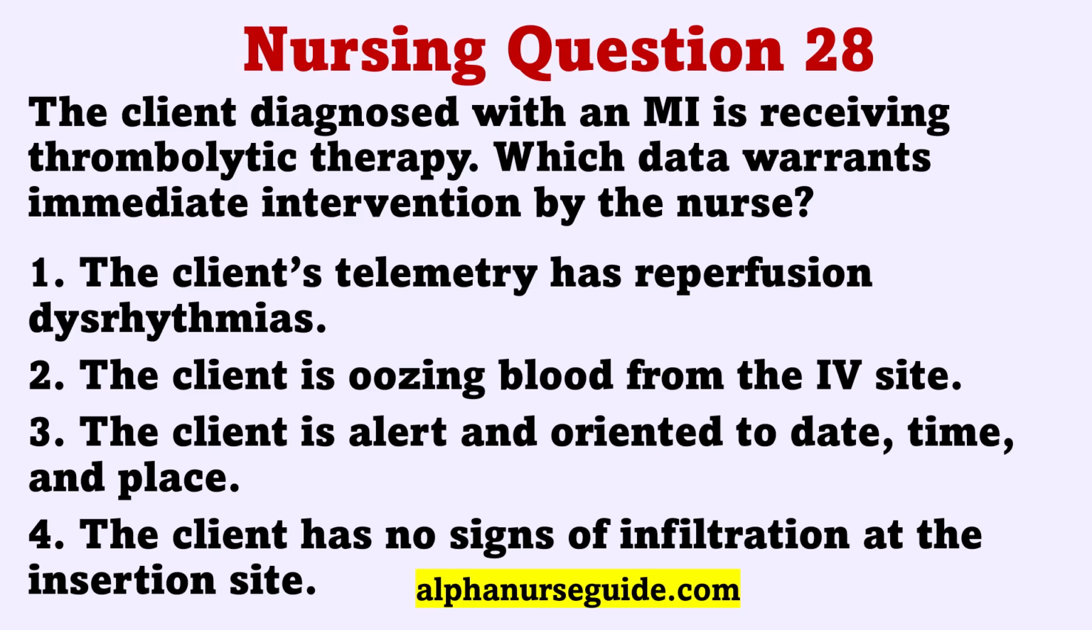The correct answer is 2. The client is oozing blood from the IV site. Any bleeding from the IV site, gums, rectum, or vagina should be reported to the HCP. The HCP may not be able to take intervention to prevent the bleeding during therapy, but it warrants notifying the HCP.